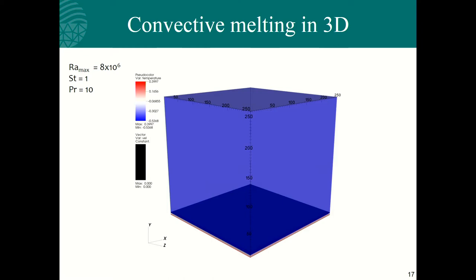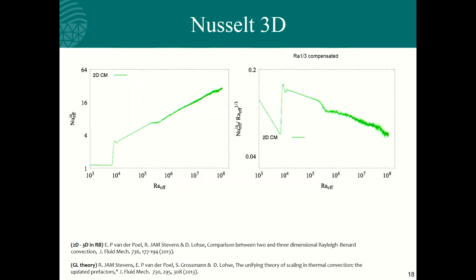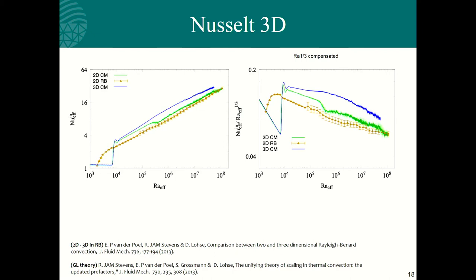Also, we have a 3D system. It was a movie, but it didn't play. Similar to the 2D scenario, we have the system of convection, but the freedom here is higher. We put the 2D convective melting, Rayleigh-Benard, and 3D on top of each other to compare. As you can see, the heat flux in 3D convective melting is higher than 2D, and even higher than Rayleigh-Benard 3D.